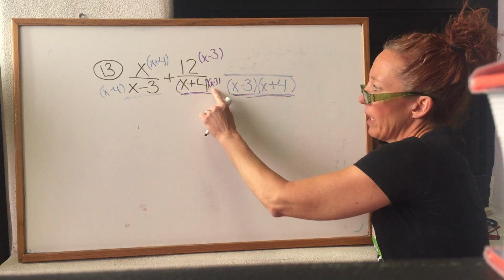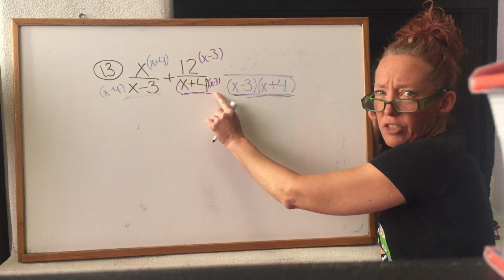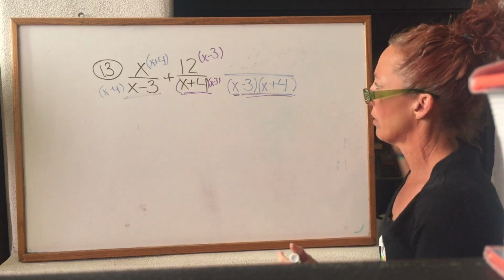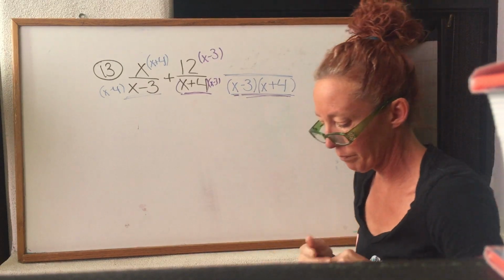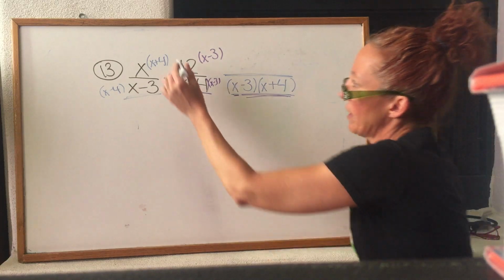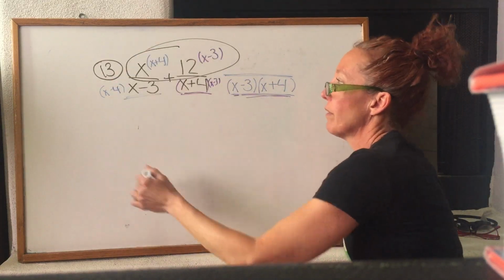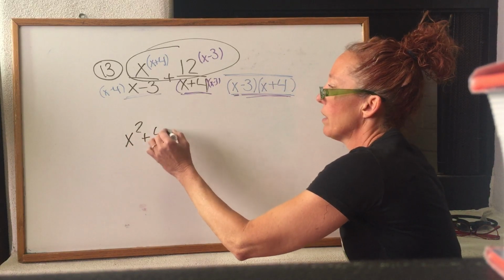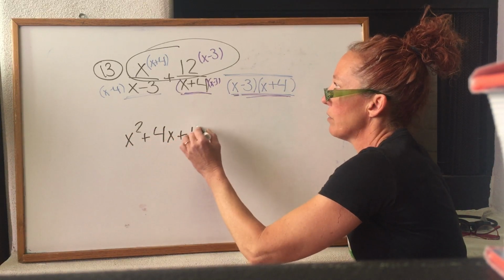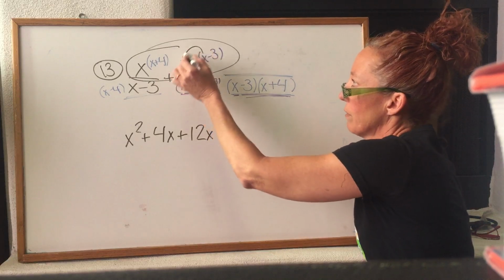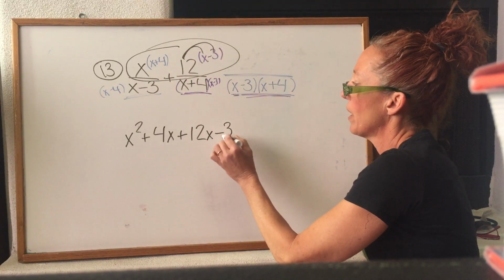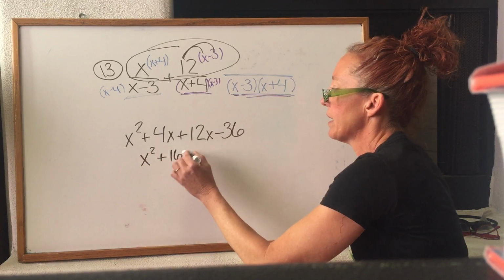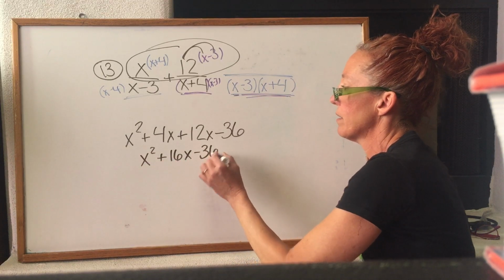And so I'm only writing it here so that you see that you're really not changing the value of the fraction, but that is taken care of right there. So you don't need to do anything with that. All right, so this is now my challenge. So I'm going to use all this space. So x times x is x squared plus 4x plus 12x, minus 36. So x squared plus 16x minus 36.